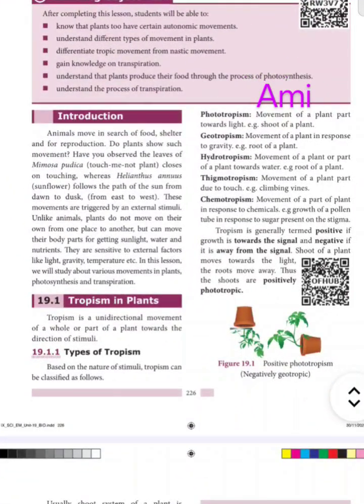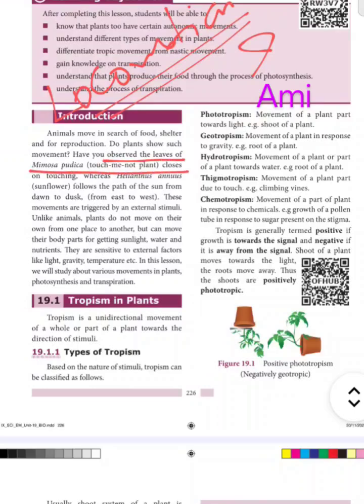So we know that the animals move in search of food. That is, there is a process called locomotion in animals. But isn't it interesting to know that plants also have movement or locomotion? We have observed that the leaves of the touch-me-not plant close on touching, right? Whereas the pitcher plant closes when an insect comes inside, and it traps the insect as food. So all these kinds of movement are also triggered by an external stimulus.